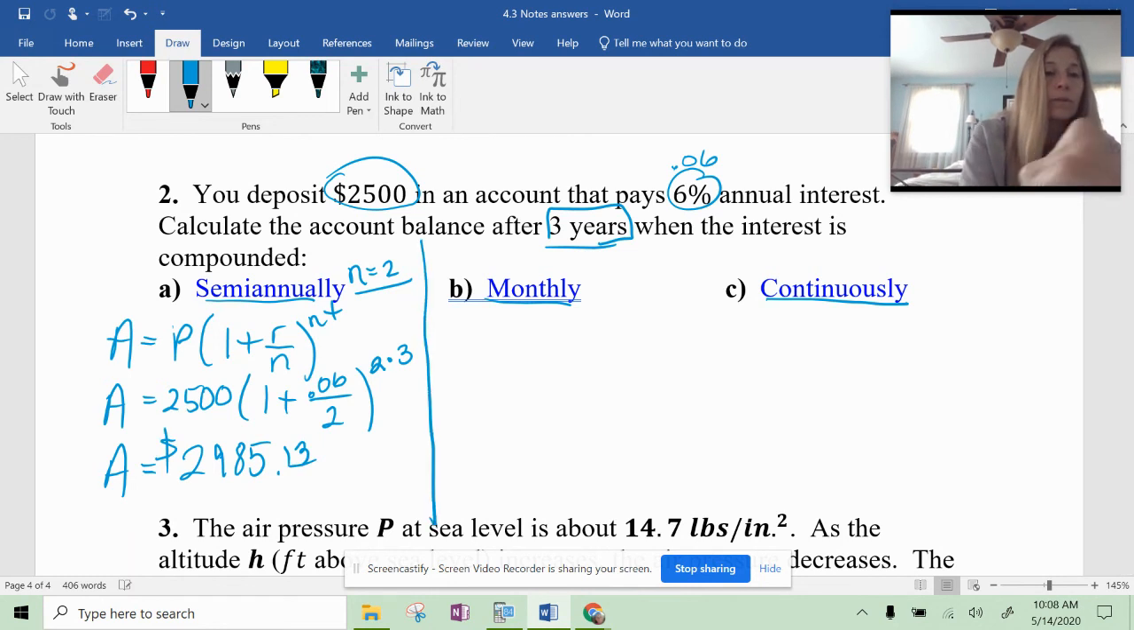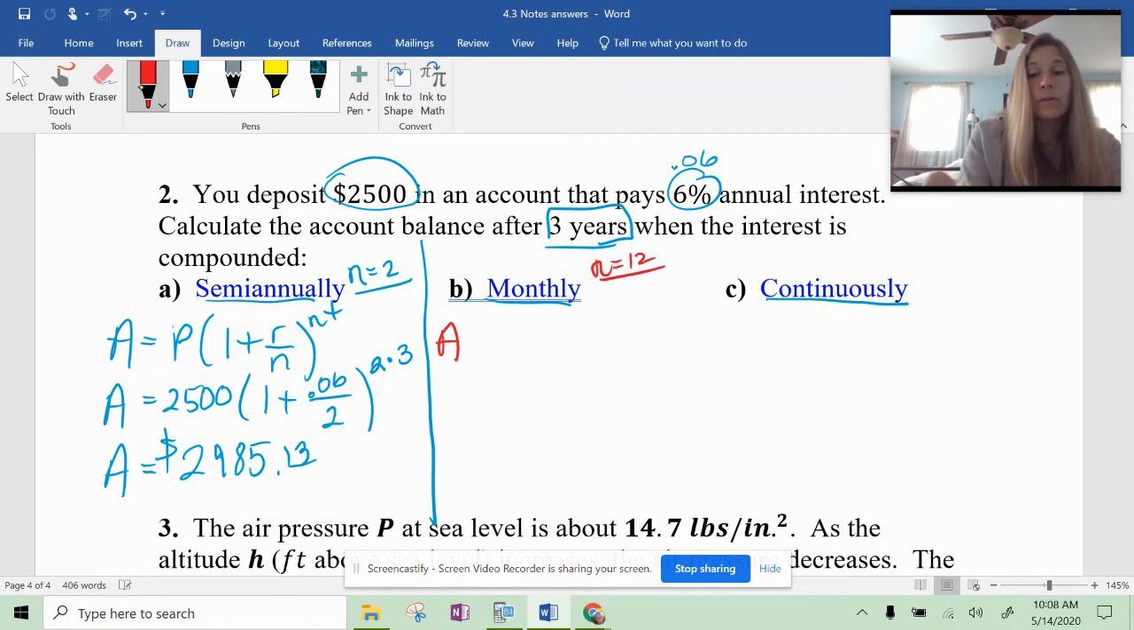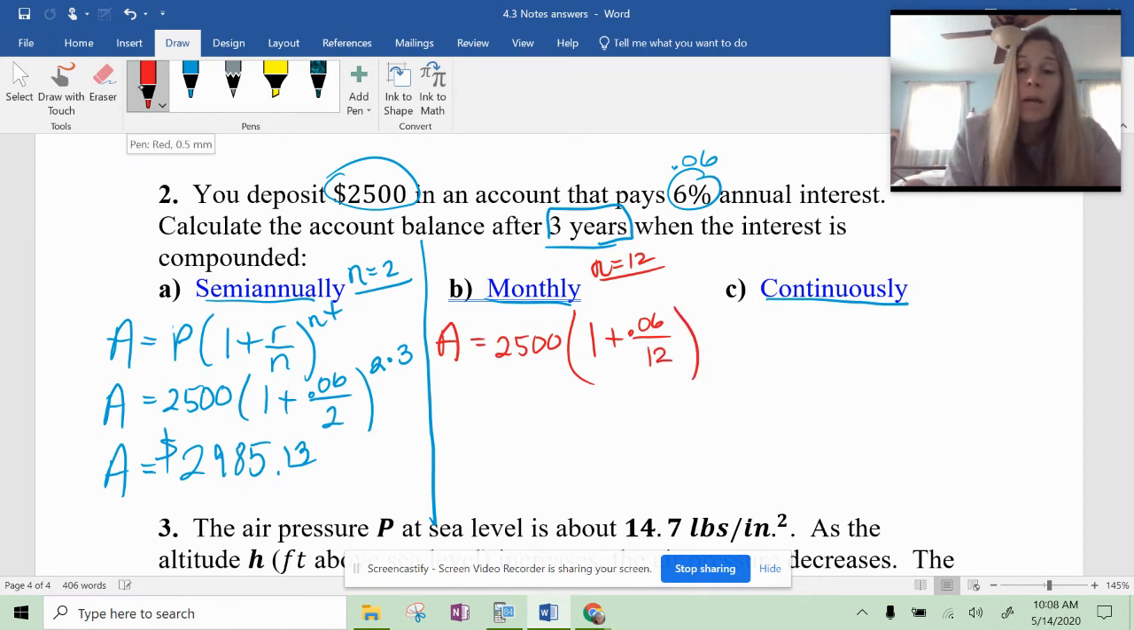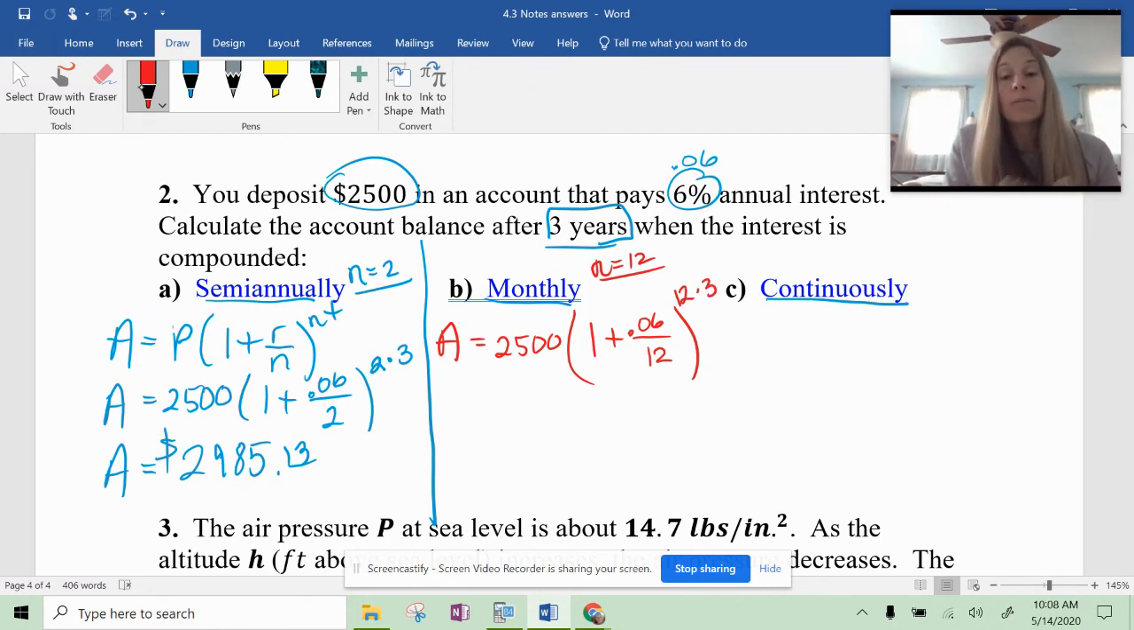Okay, so now let's do this for monthly. If I'm doing this monthly, that means my n value is 12 because there's 12 months in a year. So I'm going to do 2,500. That's still the same. 1 plus 0.06. My rate is still the same, but now I'm going to have that over 12 because there's 12 months in a year. And over here, I'm going to do 12 times 3, so that means that over the 3-year period of time, this interest will be applied 12 times each year, which is 36.